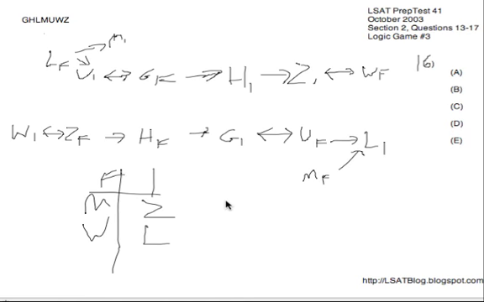Could G and L both be on F? No, of course, L is on I, so A is gone. Could G and U both be on I? No, because they're never together due to the 4th rule of the game, so B is gone. H and Z both on F? No, Z is specifically on I, so C is gone. D, L and U both on I?